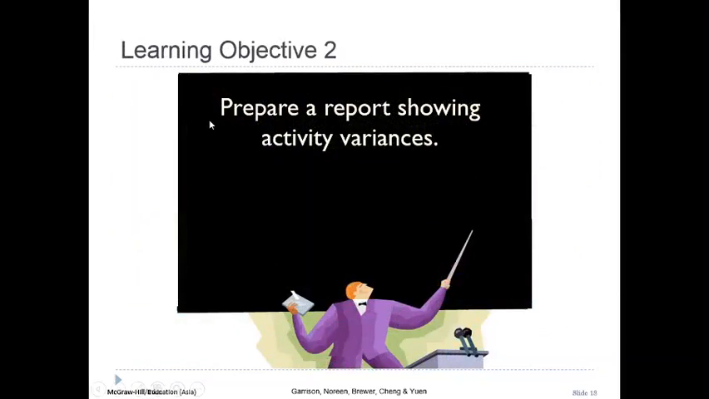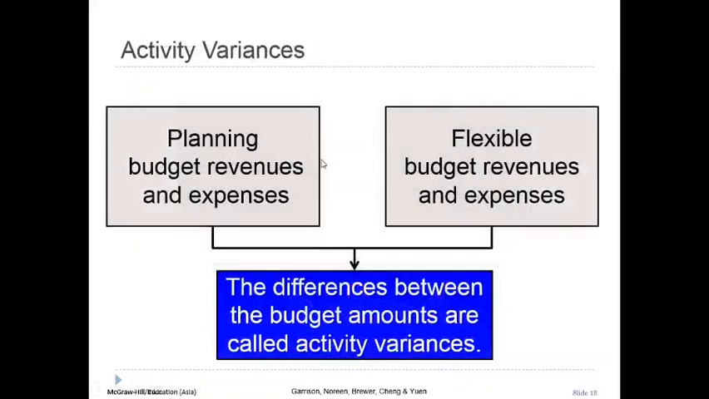Okay, so next we will prepare a report showing the activity variance. So what is activity variance? Activity variance is the difference between the budget amounts between planning budget revenue and expenses and flexible budget revenue and expenses. Okay, so this is the apple just now and this is the orange just now. The difference between these two is what we consider as activity variance, because planning is based on 500 lawns just now and flexible is 550 lawns. So when we compare these two, it gives us the activity variances.